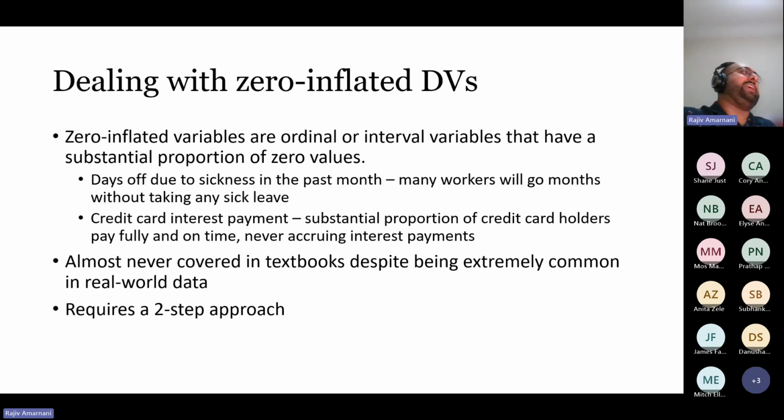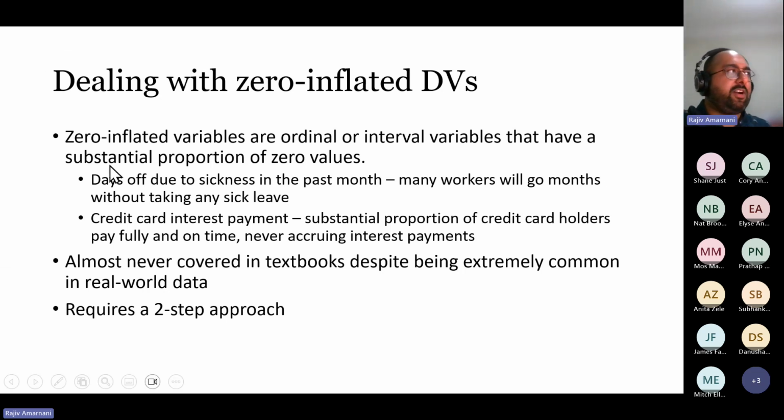Okay, now we have zero inflated outcomes. So zero inflated variables, as I've mentioned before, are variables that have a lot of zeros. Sick leave, where a lot of workers don't take sick leave. They don't take personal leave in a given month. And so you have a lot of zeros and then suddenly 1, 2, 3, 1, 1, 1, 2, 2, 2, 3, 3, 3. And so it's zero inflated.